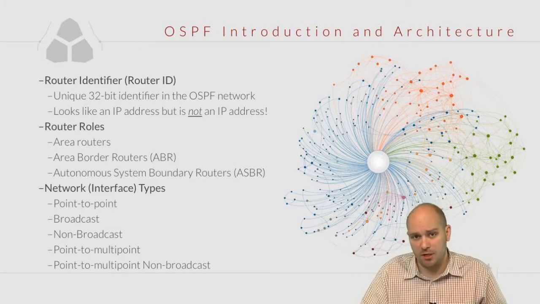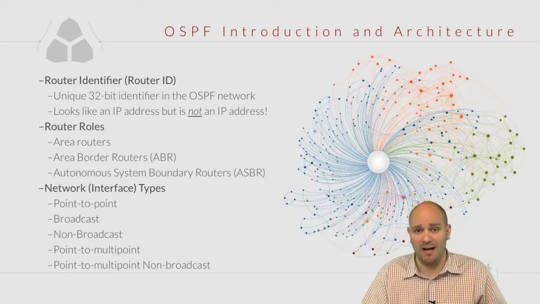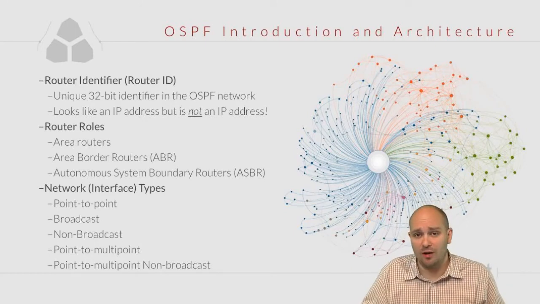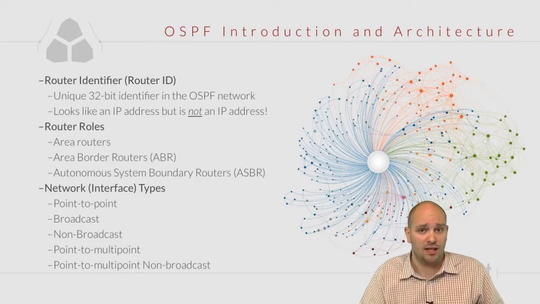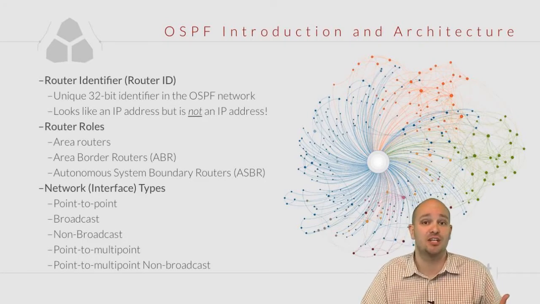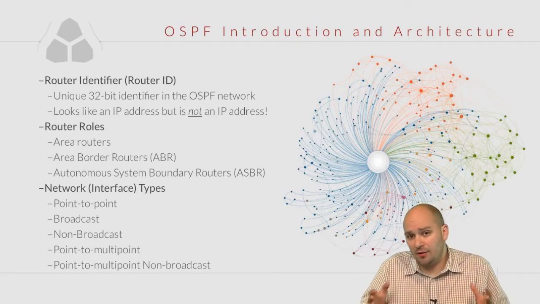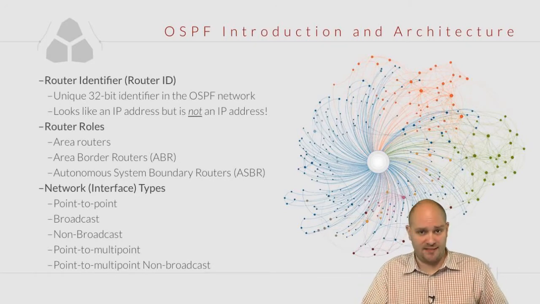Another special role for the routers in our network is the Autonomous System Boundary Router, or ASBR for short. ASBRs are those routers that are injecting external routing information into the OSPF domain. External routing information simply means that this is the router that redistributes some information into our OSPF domain, that injects external routes.